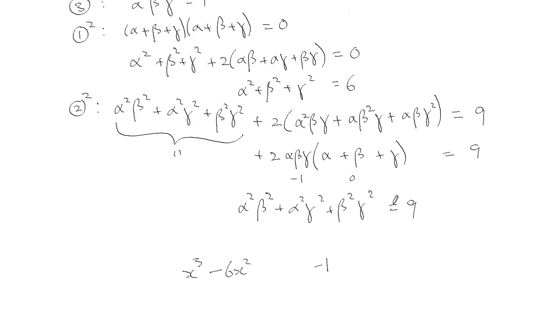And then the other one, the 9, that's going to be the coefficient on the x. So there's our cubic that we were trying to find. That's going to have those roots, alpha squared, beta squared, gamma squared.